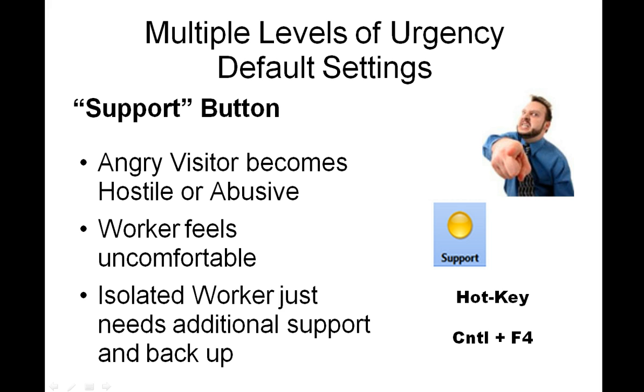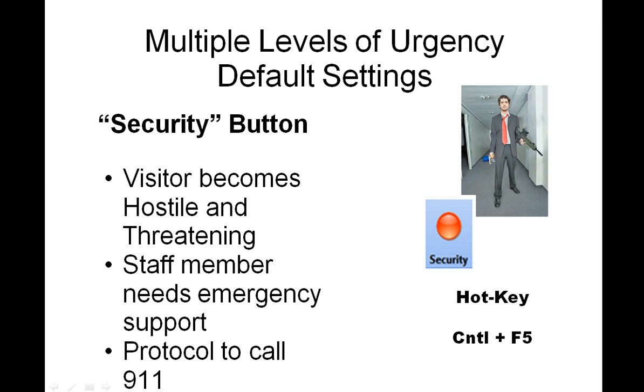With our default settings, with our original settings that we first set up, we set up a support button. Maybe that's used for situations where you just need support from a coworker or a supervisor, a difficult client or person you're working with. And with our default settings, the hotkey was Control F4, or it's the yellow button. For more serious situations, you'll have the red button to click, or you can use the hotkey Control F5. But again, as a reminder, your organization might have set up different buttons and different hotkeys as well.